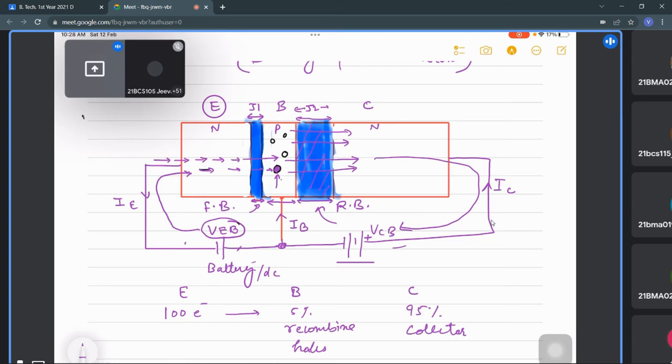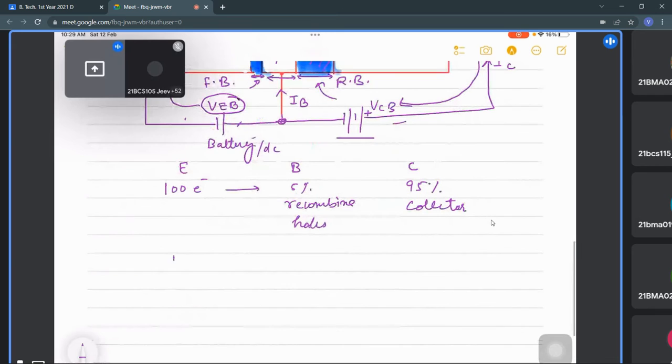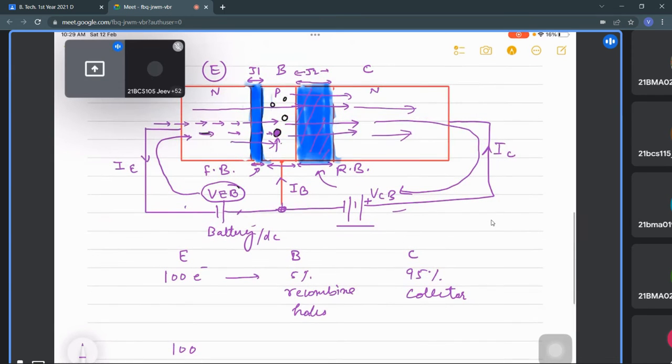Okay, and this field collects the diffused electrons. Whatever electrons go from here, this is going to collect those electrons in the collector, and these electrons will enter into the collector, and this flow of electrons into the base region, from here they are going to recombine with the holes. So this is how it is going to work. In a way, 100 electrons started, because of this biasing technique 5% of them recombined, and 95% were collected by the collector.